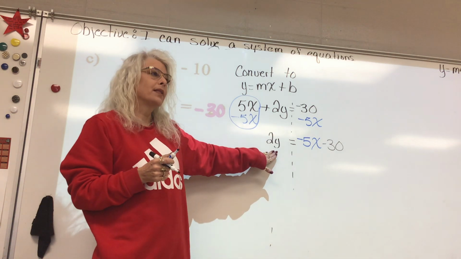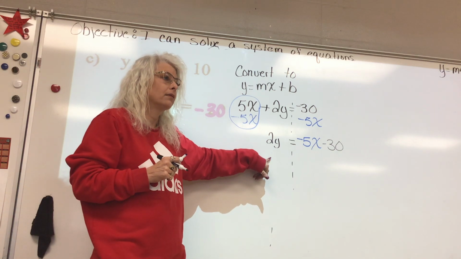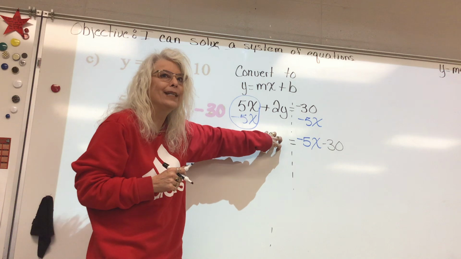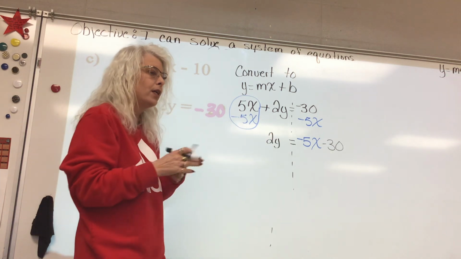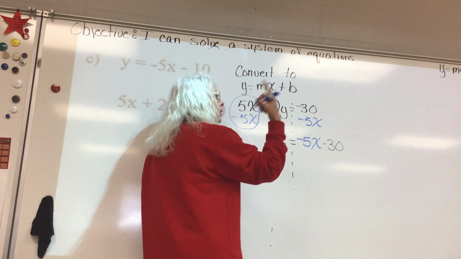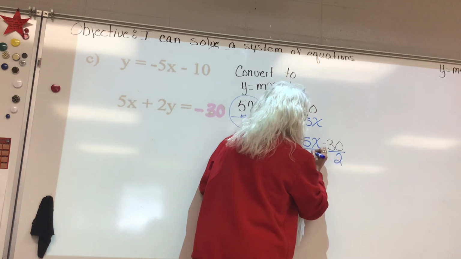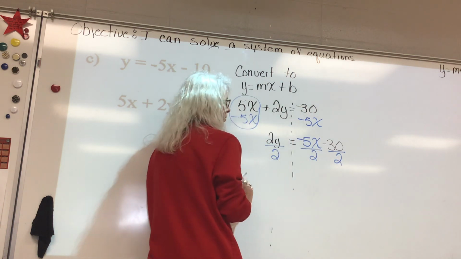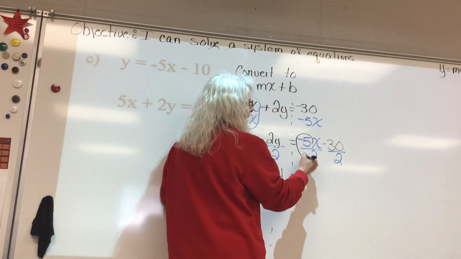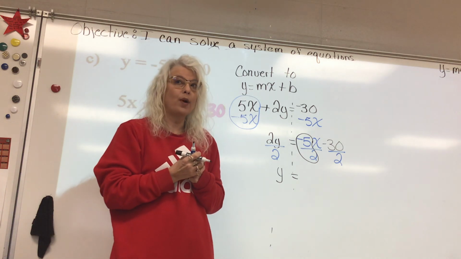Does the y belong on the left side? Yes. Yay! Does the 2 belong with it? No, so we need to leave the y here, but we need to rip the 2 off of it. So I'm going to do what, everyone? Divide everything by 2. And 2 divided by 2 is 1y. Negative 5 divided by 2 is going to be negative 2.5.